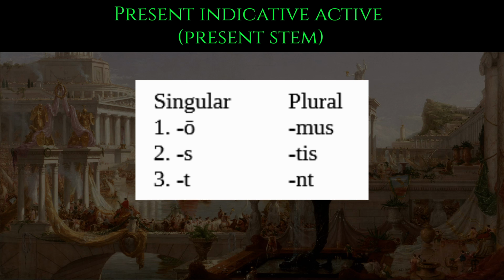O, s, t, mus, tis, nt. And again, those endings are simply being attached to the verb stem, and that's it. Here we use the present verb stem. So there's not really much going on.